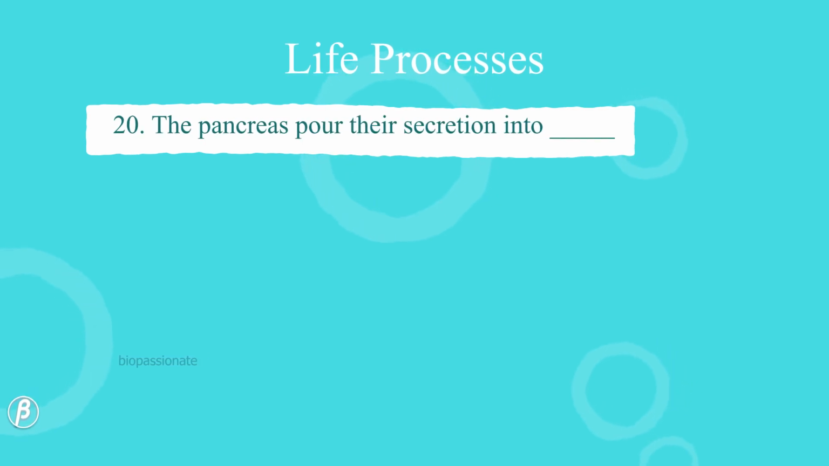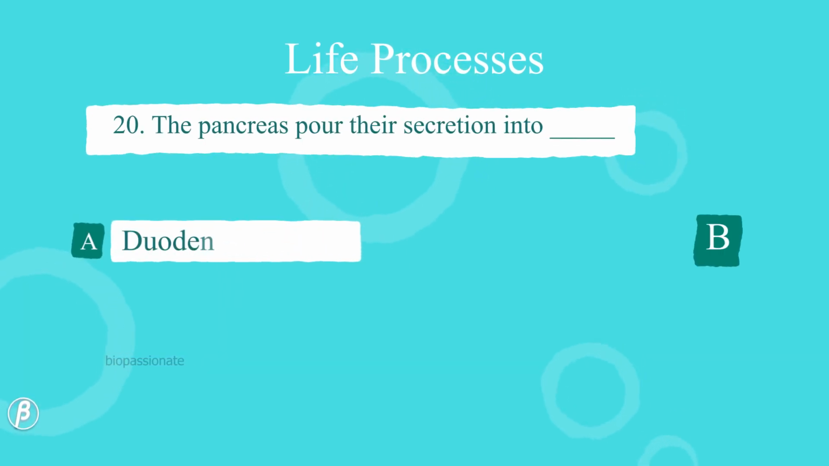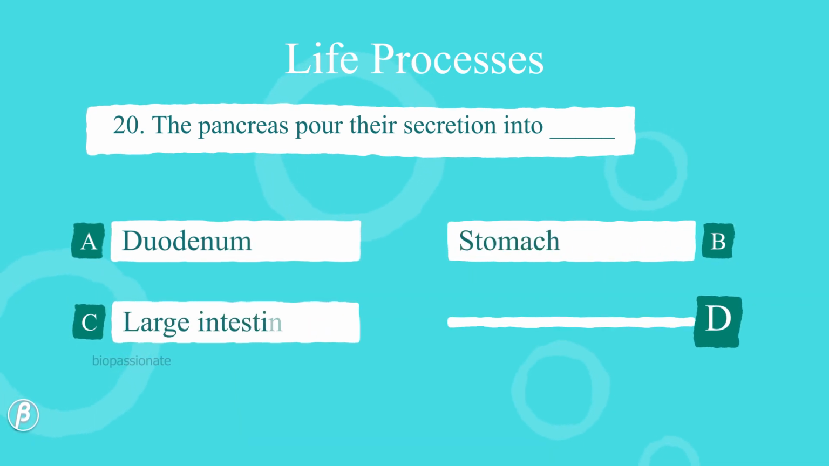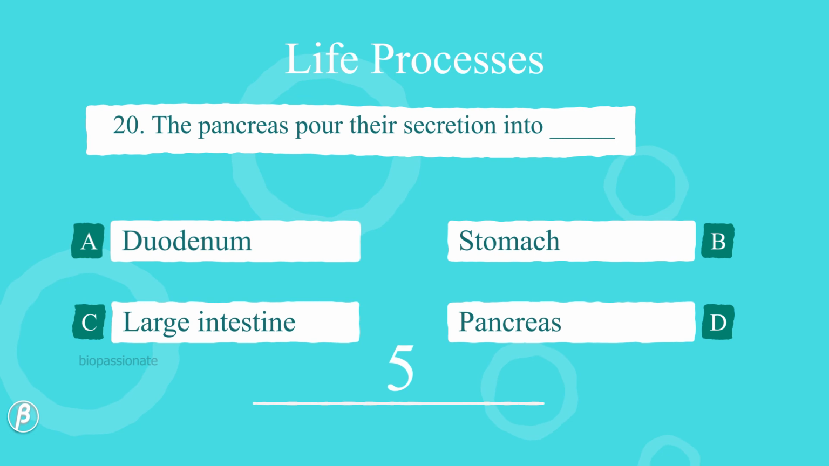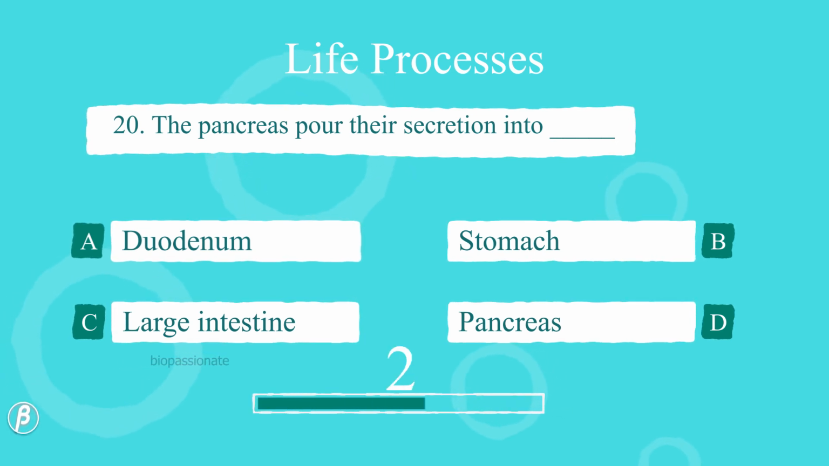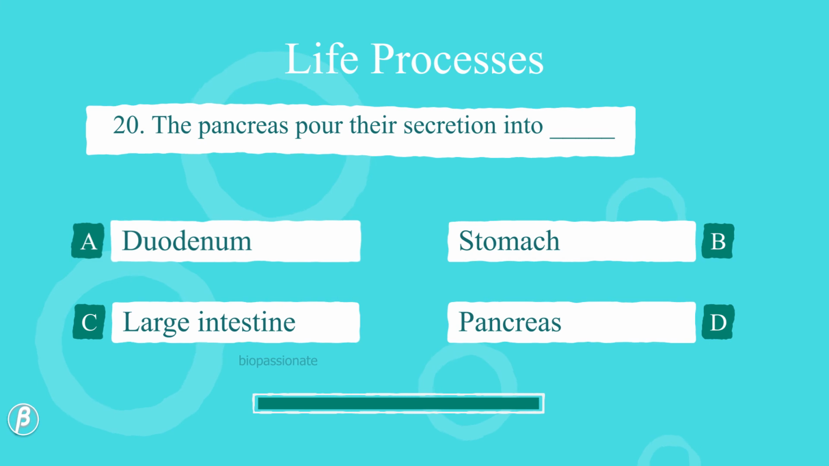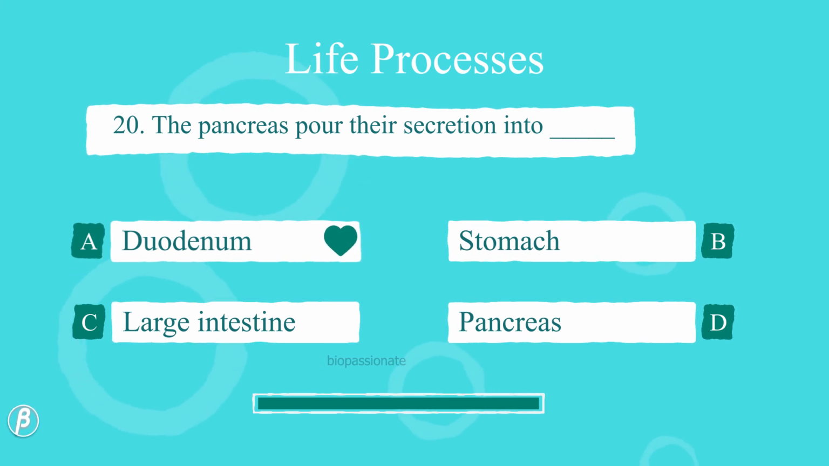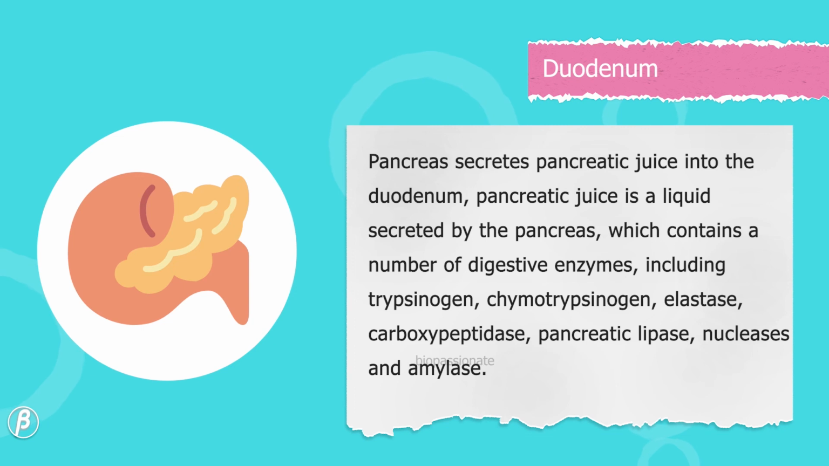The pancreas pours its secretion into duodenum, stomach, large intestine, pancreas. Duodenum. Pancreas secretes pancreatic juice into the duodenum. Pancreatic juice is a liquid secreted by the pancreas, which contains a number of digestive enzymes including trypsinogen, chymotrypsinogen, elastase, carboxypeptidase, pancreatic lipase, nucleases, and amylase.